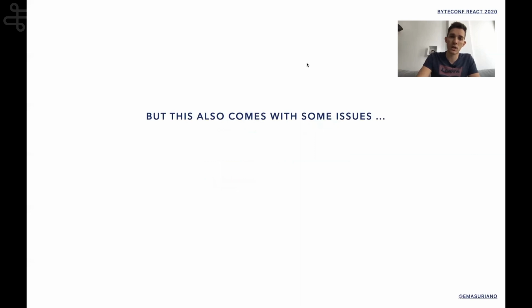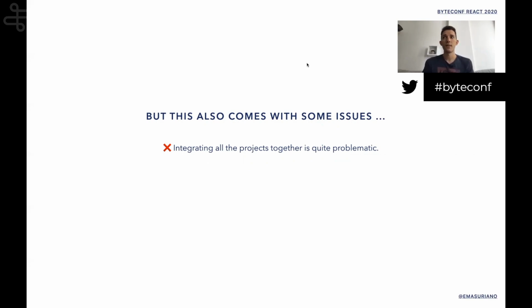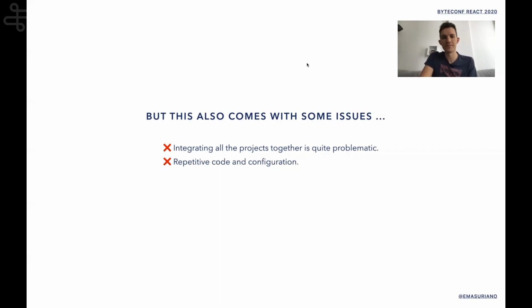But this also comes with some issues on the other side. So one of the biggest ones in the beginning was integrating all the projects together. It's quite problematic, or at least was quite problematic. Given all this flexibility and a wide variety of technologies, when we were putting all the micro frontends together into one huge application, it was quite hard. Most of the time they released and they didn't realize that one part of the application was broken, or maybe the versions of some dependencies were mismatching and there were breaking changes in the middle. So it just wasn't working.